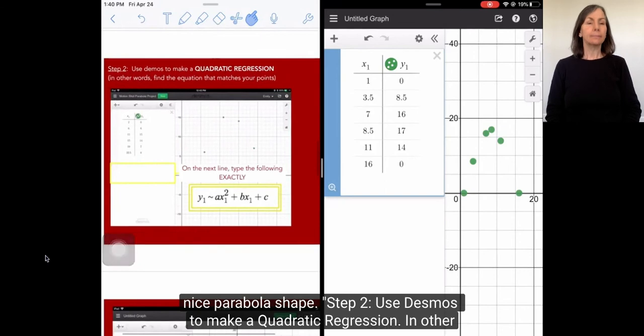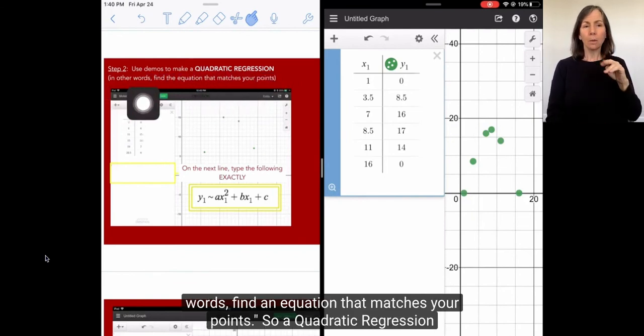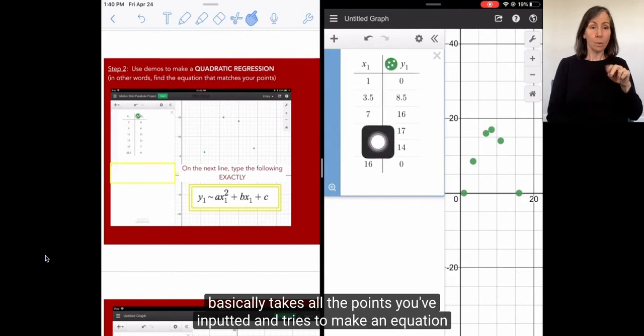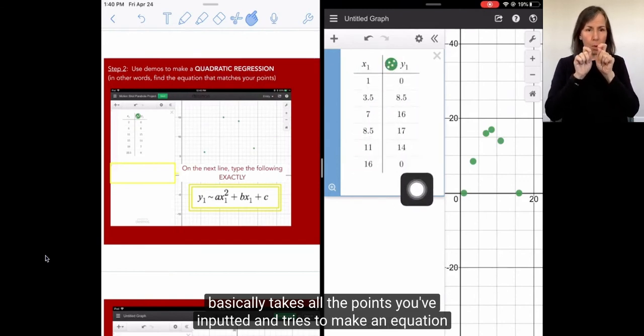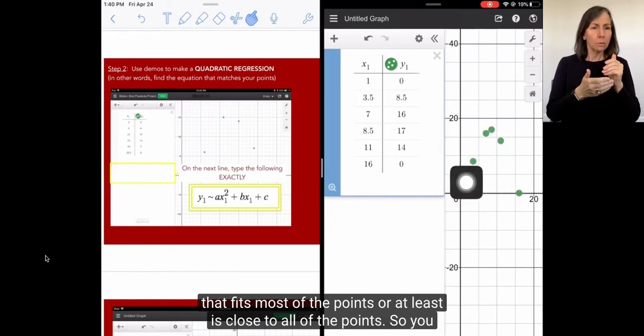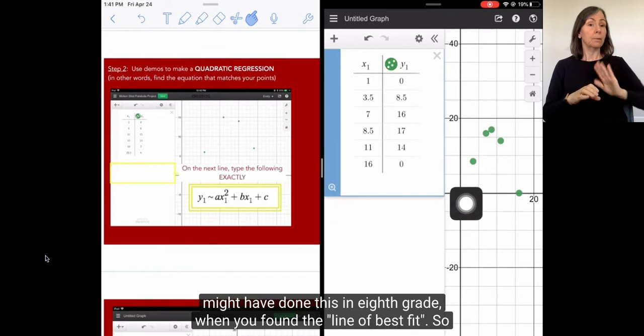Step 2. Use Desmos to make a quadratic regression. In other words, find an equation that matches your points. So a quadratic regression basically takes all the points you've inputted and tries to make an equation that fits most of the points, or at least is close to all of the points. So you might have done this in 8th grade when you found the line of best fit.